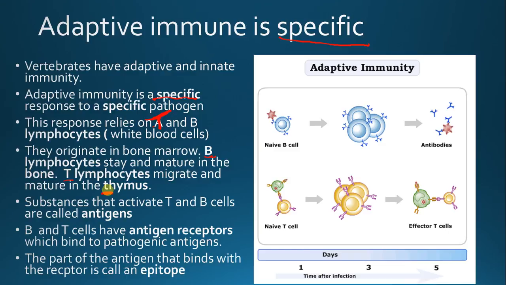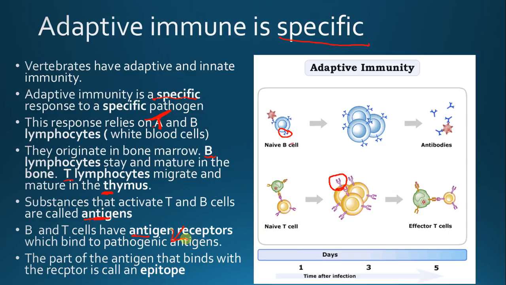And these cells react with bacteria and viral pathogens. And they do that by reacting to substances called antigens. So B and T cells have antigen receptors, which look kind of like this, proteins on their plasma membranes, that bind with pathogenic antigens.